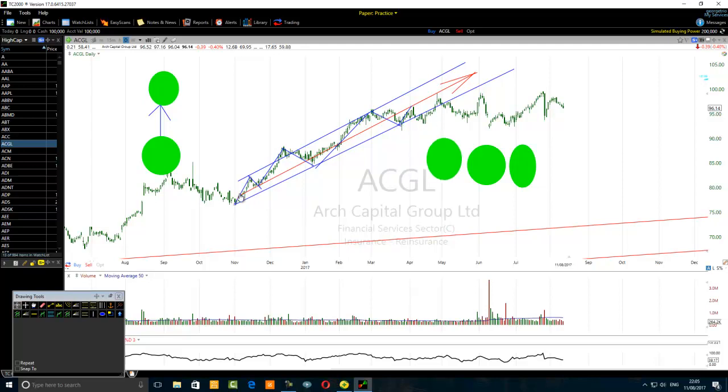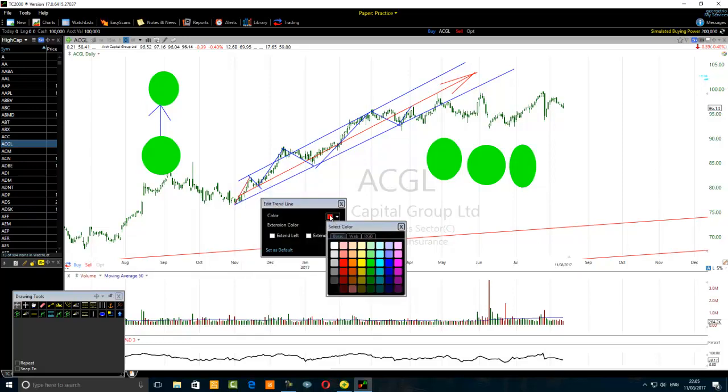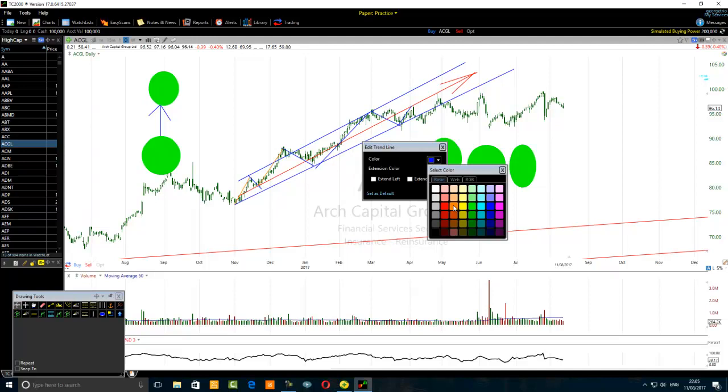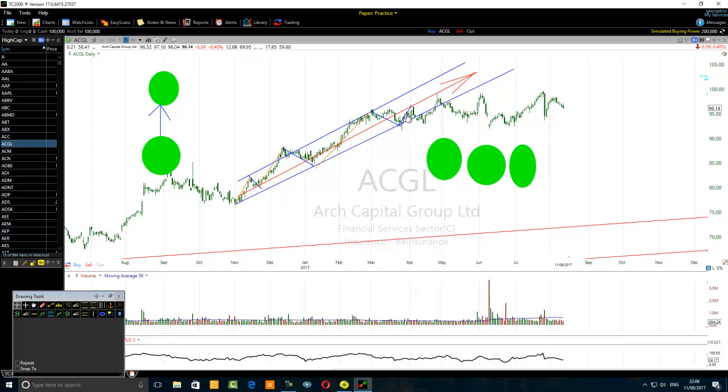Pay attention carefully. I need to dwell on this one a little bit. I'm going to put a bit of color into it. I use orange. Pay attention carefully to what we are talking about here, because it's very, very important.